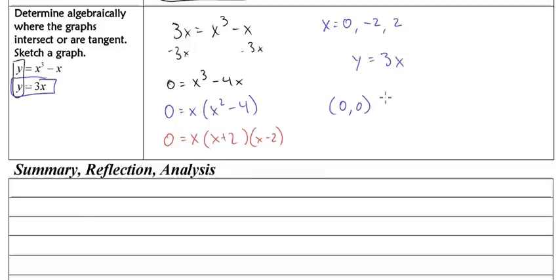Next, if we plug in negative 2, then we'll have negative 2 times 3, which is negative 6. And our last one, plug in positive 2, we get out positive 6.